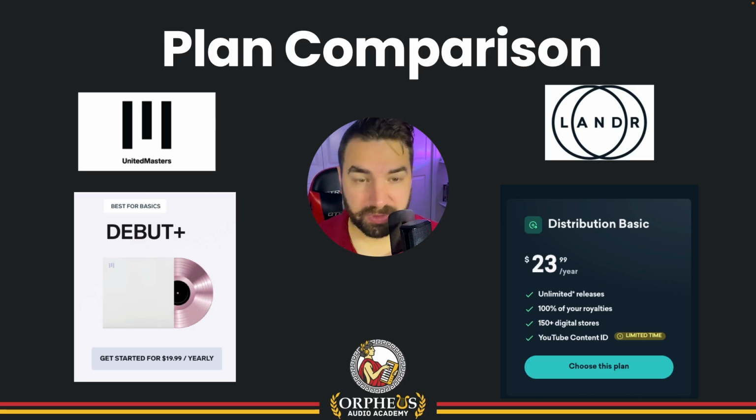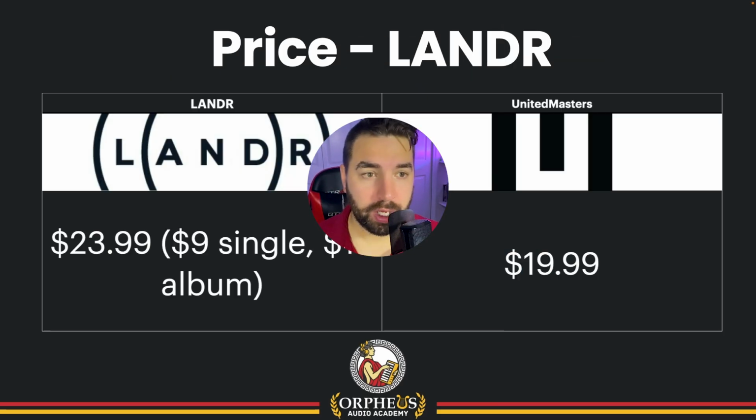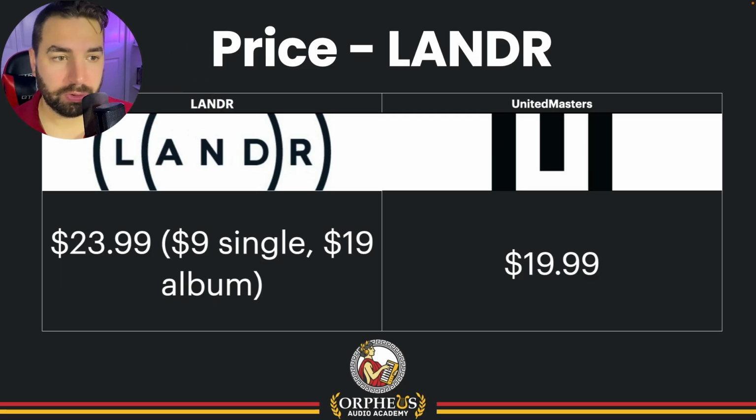So these are the plans I'm comparing. Looking at price first of all, LANDR is $23.99 a year, and UnitedMasters is $19.99 a year. So UnitedMasters is $4 a year cheaper. When you just look at that, LANDR also gives you the ability to release music in the form of pay per release. You can pay $9 per single or $19 an album. So if you don't like subscriptions, you can do that with LANDR. So the flexibility, I think, gives LANDR an upper hand.